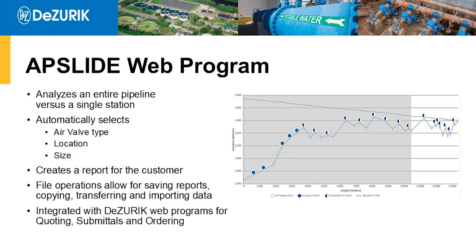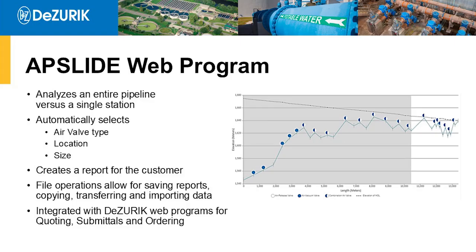Using the slide rule is a faster method for one or two locations, but it can be very tedious to locate, select, and size air valves for an entire pipeline that could have dozens of stations. Also, our APSLIDE program provides a comprehensive report that shows not only the data that was provided, but the results of the calculations and what valves are suggested.